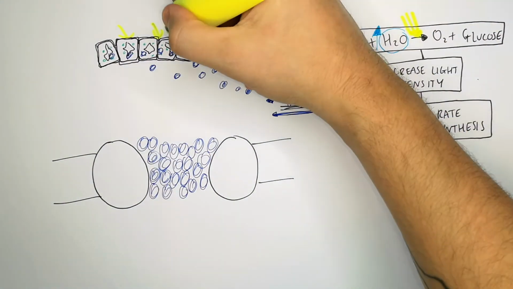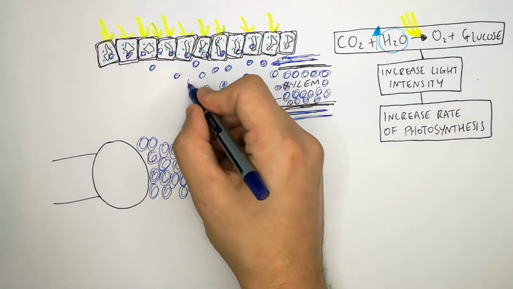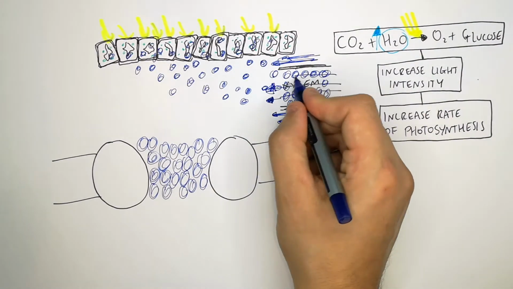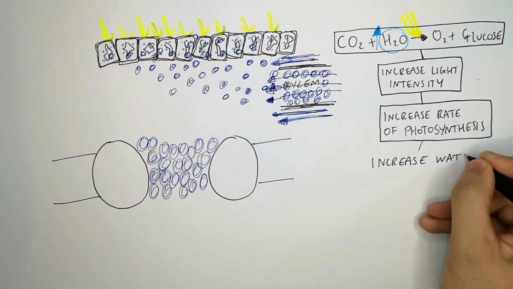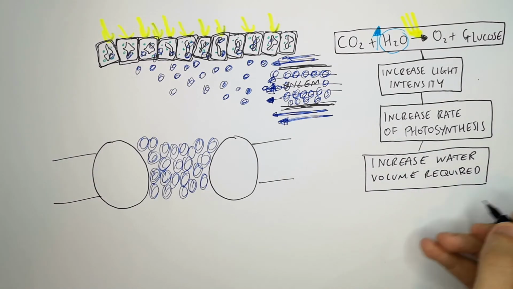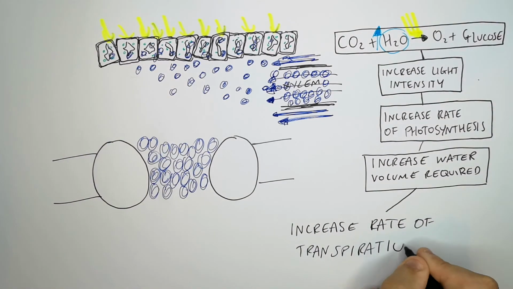And then you add even more light. Here, with higher light intensity, even more water is going to exit the xylem from the roots to the leaf for photosynthesis, which will then increase the water volume required for photosynthesis, which will then increase the rate of transpiration.